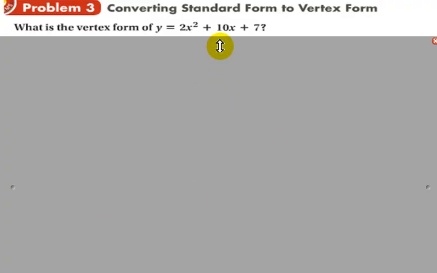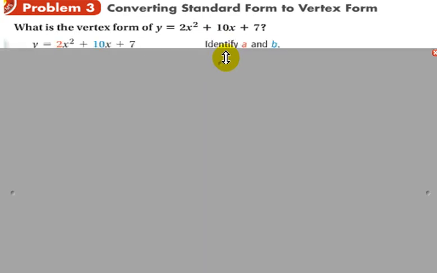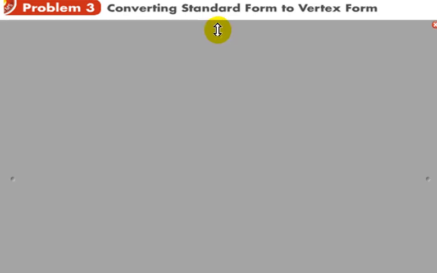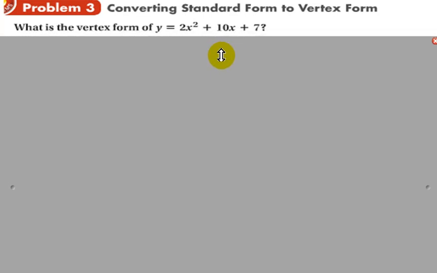Okay, so now they're going to ask us to convert from standard form to vertex form. Remember in lesson 4-1 we did a vertex formula. Well, now they want us to look at a standard form and convert it to vertex form because we're going to need these skills in the upcoming lessons. So what are they going to do? They're going to give us an equation. What is the vertex form of y equals 2x squared plus 10x plus 7? So I see right now I've got a y-intercept of what?